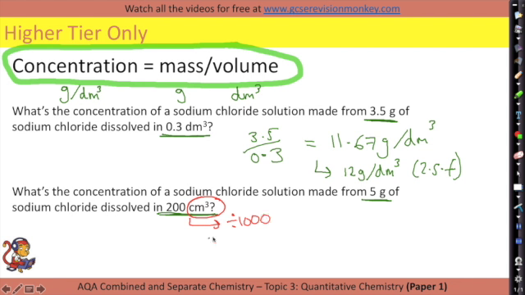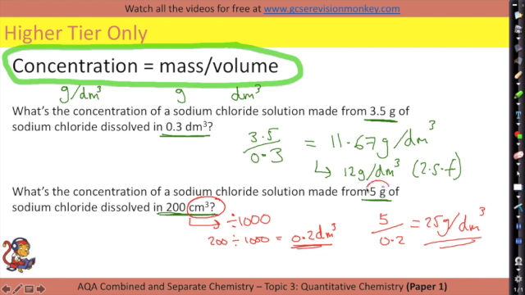So you need to do that first of all. 200 divided by 1,000 will give you 0.2 decimetres cubed. You must do that step, otherwise you lose all of the marks. You then can carry on and do 5 divided by 0.2, and that will give you 25 grams per decimeters cubed. It's exactly the same thing. Check out for the units here. If they give it to you in kilograms, you must convert it to grams first of all before you put it into the equation. Otherwise, you will lose all of the marks.